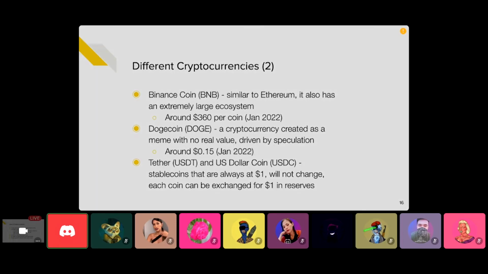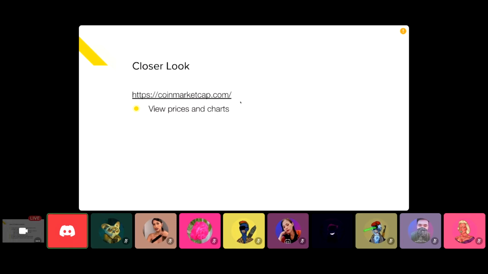So if you guys want to take a closer look at the crypto market and crypto prices, we recommend that you check out coinmarket.com. It has different charts and all these different cryptocurrencies in the cryptocurrency market, and it's pretty cool.